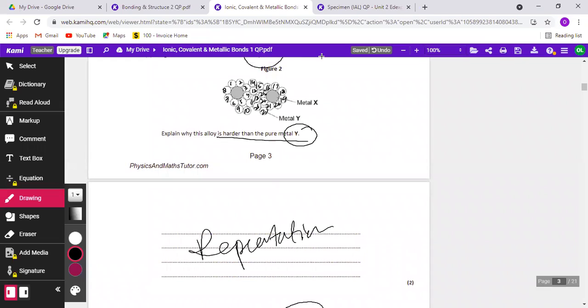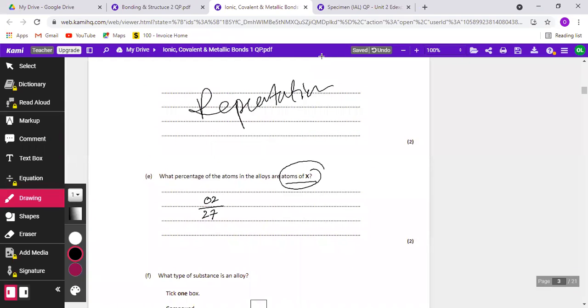And how many for X? 2 atoms. 2 out of 27 times 100. Any confusion? What's the answer? 7.4.